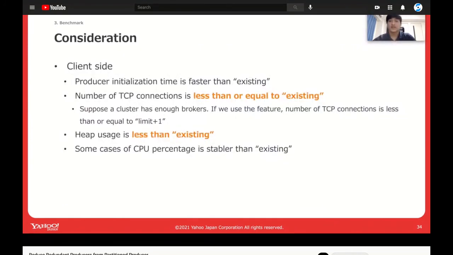Now let's consider the results. The benchmark is not completely correct because it is extremely simple, run only once. For the client side, the result suggests this behavior. Particularly, the number of TCP connections is less than or equal to the existing one. Suppose a cluster has enough brokers. If we use the feature, the number of TCP connections is less than or equal to the limit plus 1. Of course, the number of brokers is its limit.